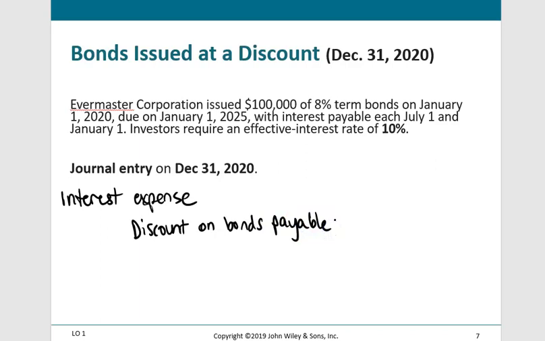Now we're not paying the cash. If today's December 31st, we'll pay the cash tomorrow, but we want our balance sheet to reflect the fact that we owe. Tomorrow we're going to be paying off on this interest. So we increase the liability account interest payable.